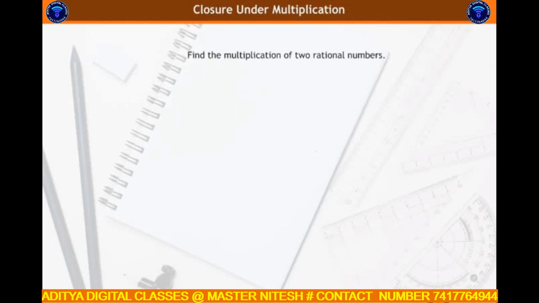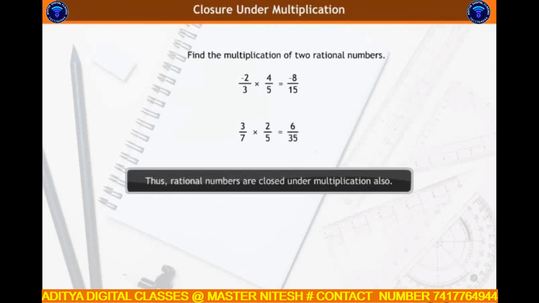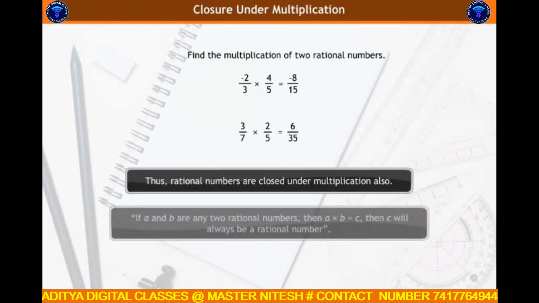Now, let us see the product or multiplication of two rational numbers. Solving the equation, we get a rational number. Thus, rational numbers are closed under multiplication also. The closure property of rational numbers under multiplication can be defined as: if a and b are any two rational numbers, then a into b is equal to c. Then c will always be a rational number.